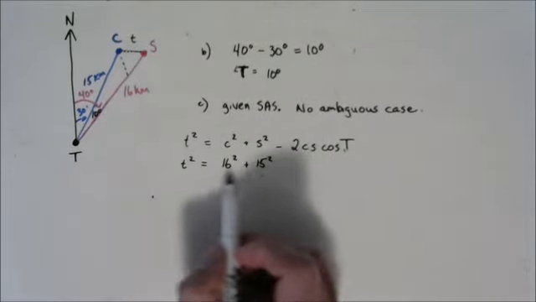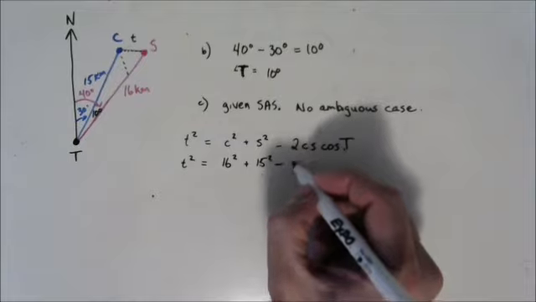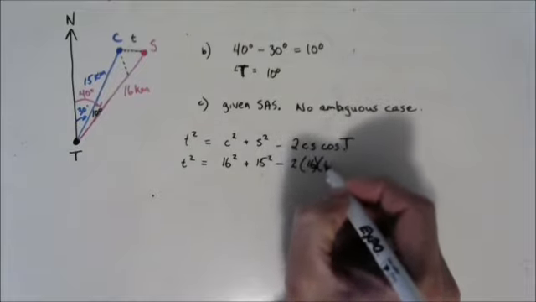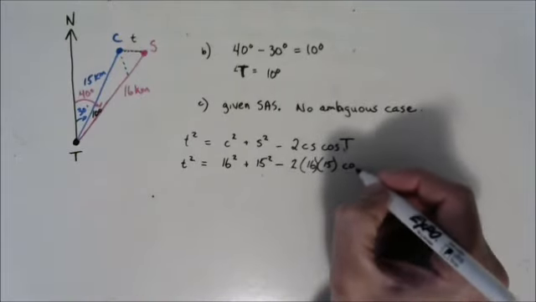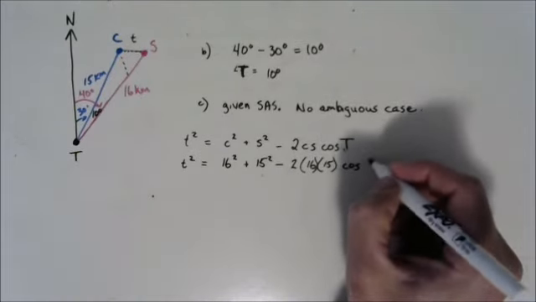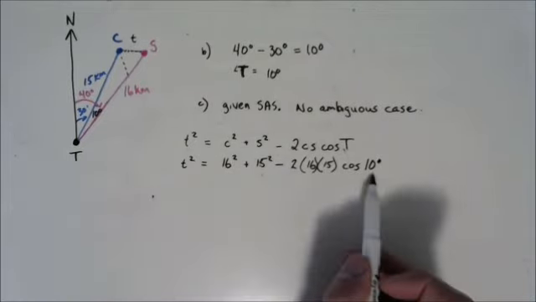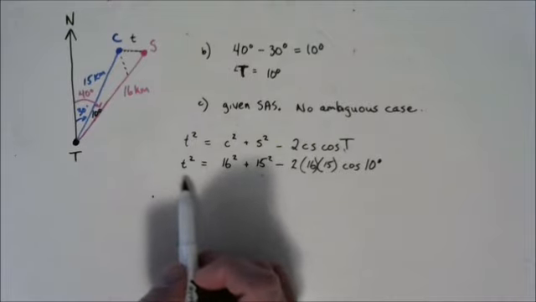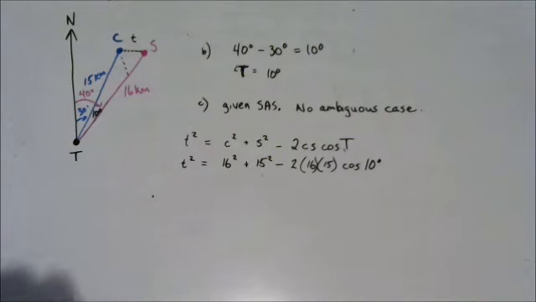And if you plug these in 15, 16, or 16, 15, it makes no difference. You're adding them. Addition is commutative. Minus 2 times 16 times 15. Again, 15 and 16, it does not matter what order you put it in. And cosine of angle t, which is 10 degrees. So notice it's a long formula, but the only missing piece is on the left side, and you have all the information on the right. So it's just a matter of typing things into your calculator carefully so that you do everything right.